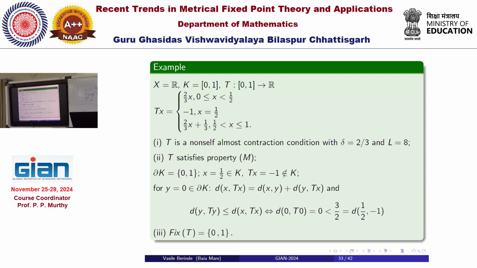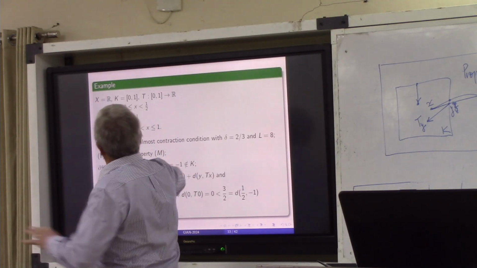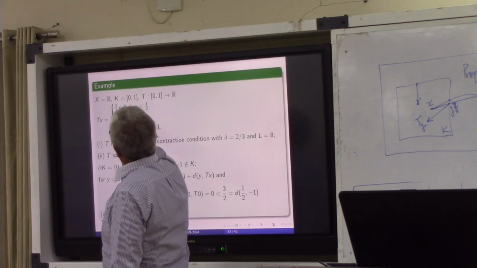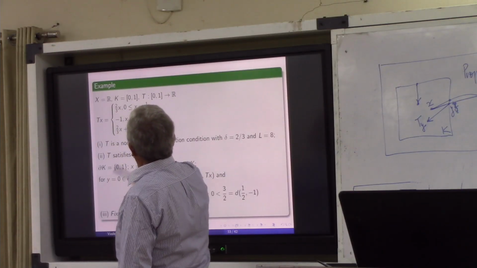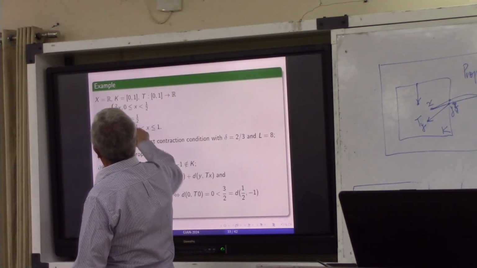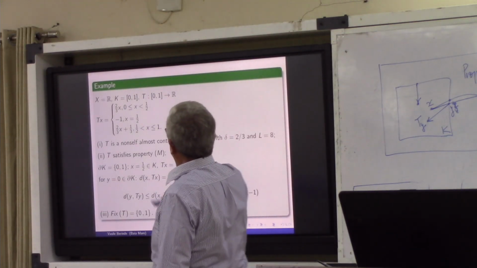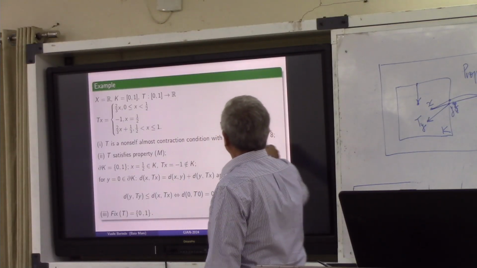Whenever we establish a new result, I insist we should provide an illustrative example to show that our result, our extension, our generalization is effective. And this is the example, and it is really nice. Here X is the real axis with the usual norm, K is the interval [0, 1], and T is this map. We are inside [0, 1] on this branch, but we are outside in the middle of the interval. So we can check that this map is a non-self almost contraction with these constants.